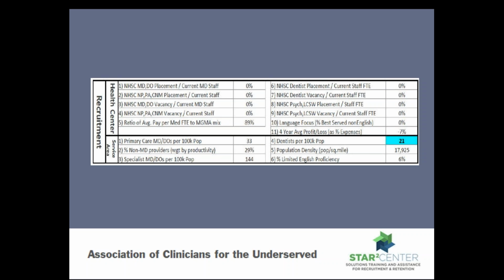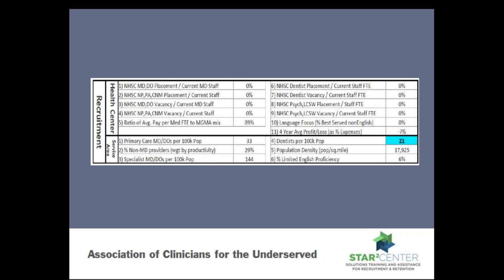So there's a whole range of different things here. You'll see that it has your data point and it has your number, but that some of them, in this case, recruitment service area number 4, dentists per 100,000 population, has colored in blue. Now we call that a blue flag. And basically what we do is for each of these data points, we put them all together.